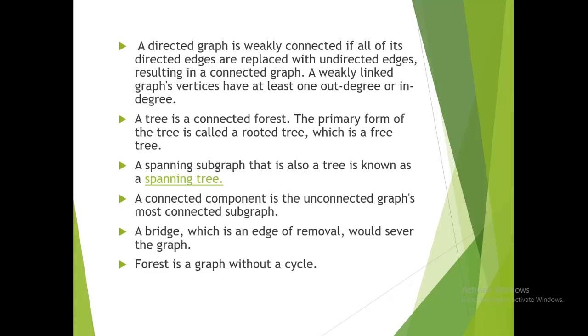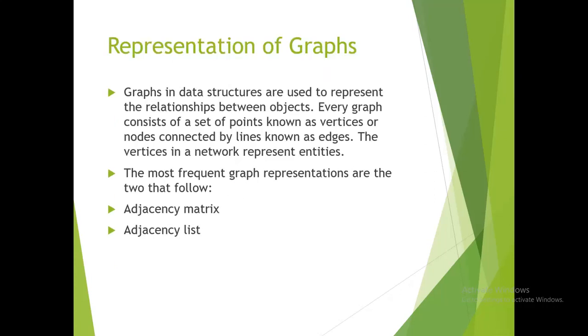A spanning tree is a subgraph that is a tree. A connected component in an unconnected graph is a maximal connected subgraph. A bridge is an edge whose removal would disconnect the graph. A forest is a graph without a cycle.